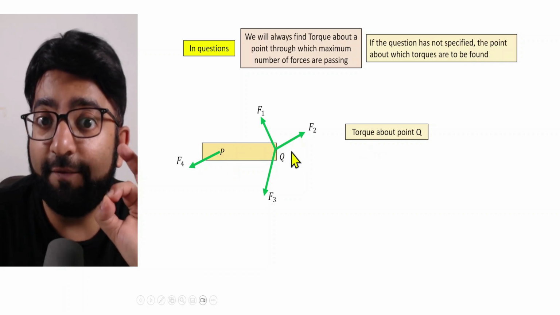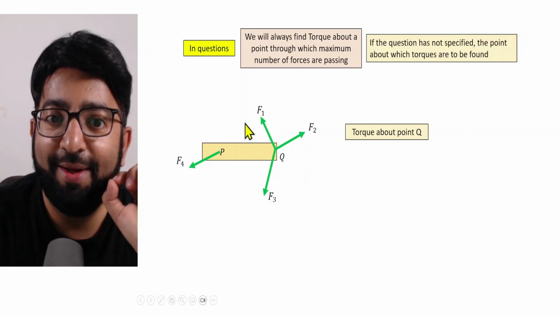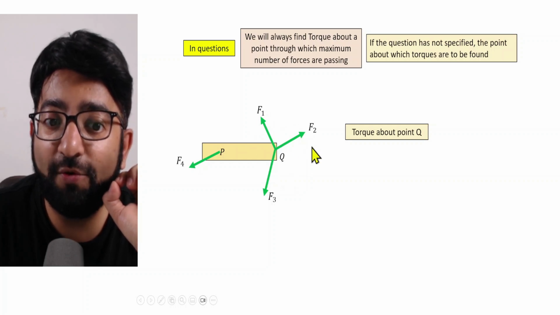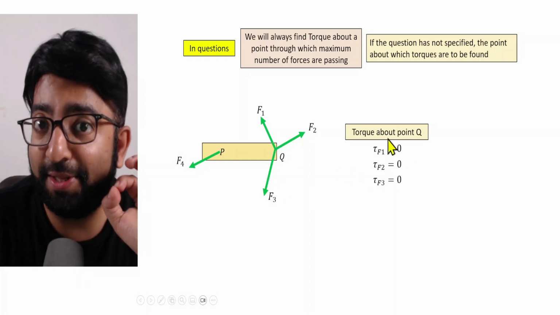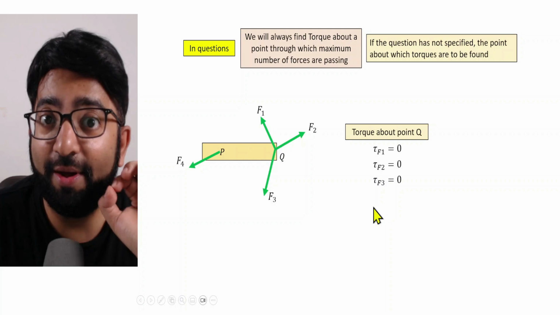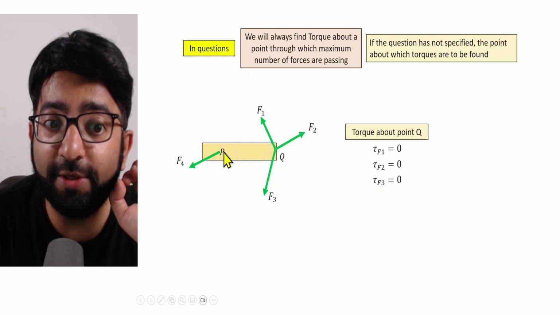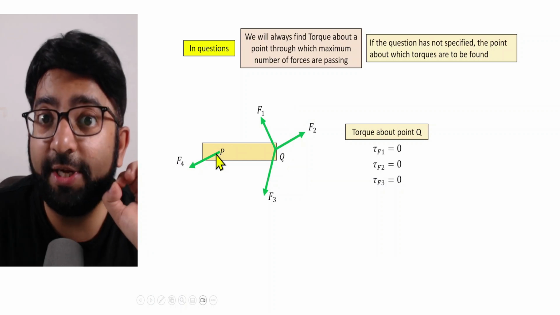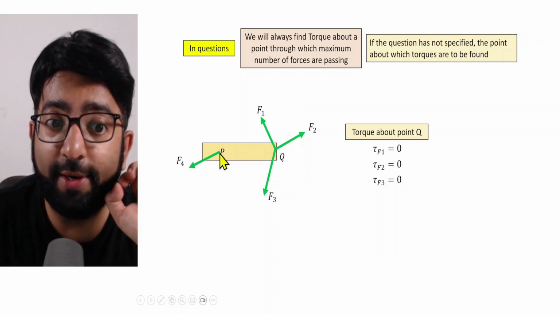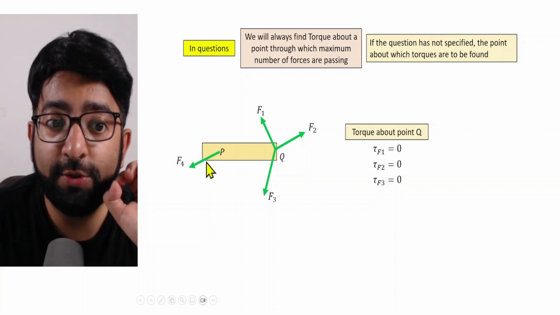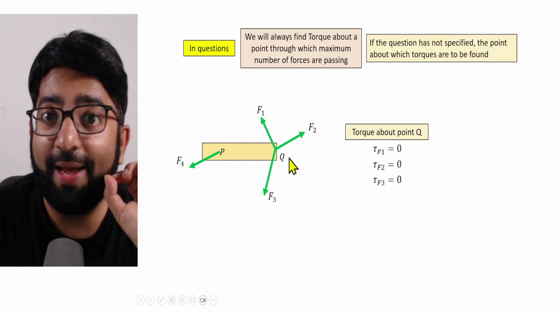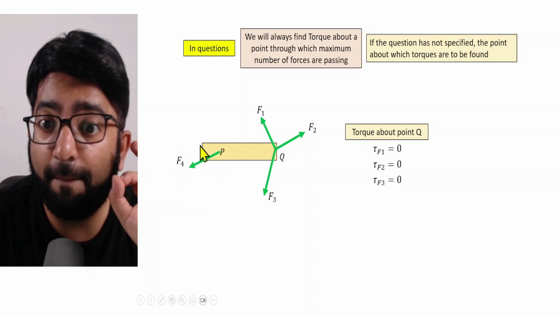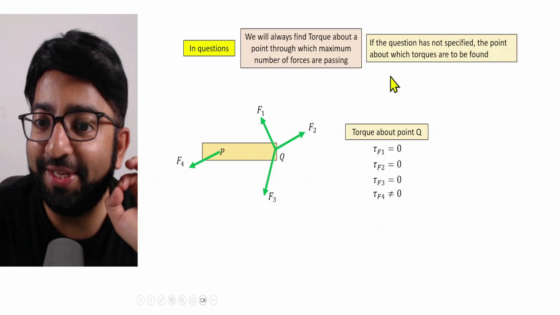Let's consider case 1. We are finding the torques about the point Q. Now, all these three forces, F1, F2, F3, are passing through the point Q. That means we can consider the torques of all these three forces to be zero, like we discussed earlier. On the other hand, F4 is not passing through the point Q. How to check that? You can draw a dotted line along the line of F4. This dotted line is not passing through the point Q, and that is why the torque of F4 about the point Q will not be zero. So this is case 1.